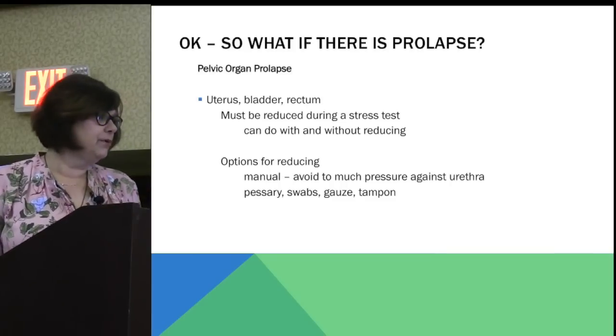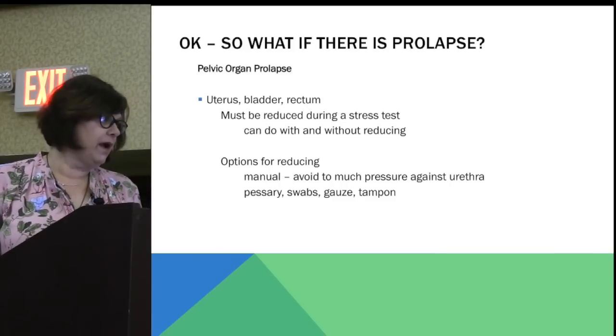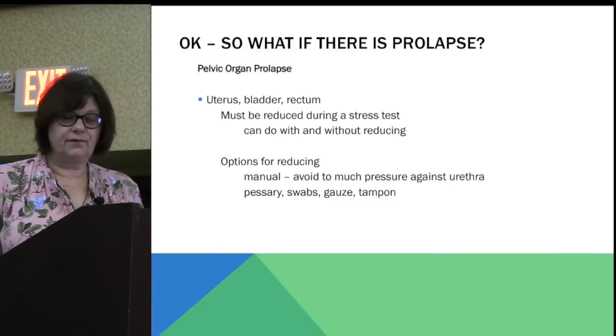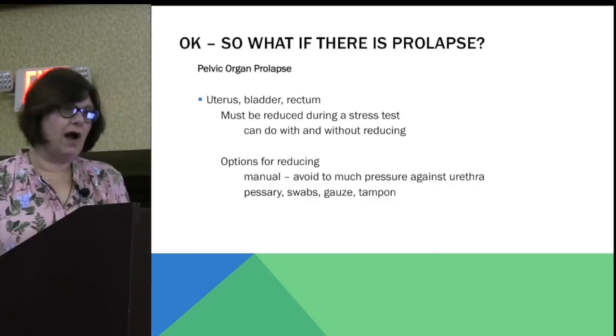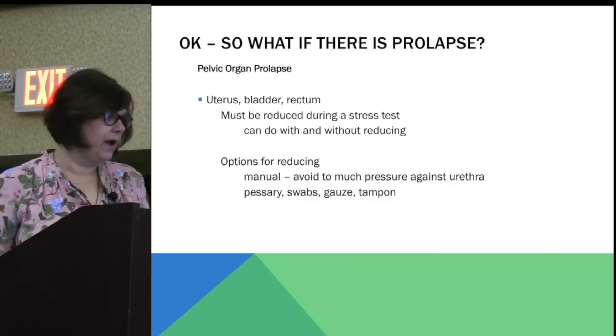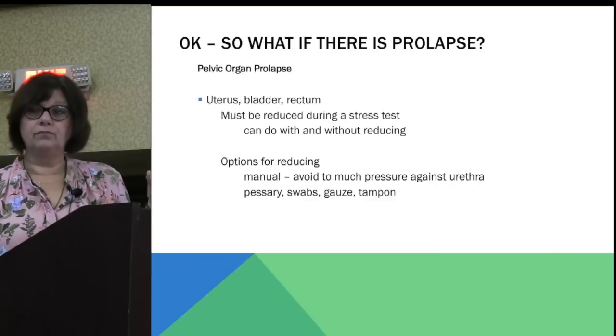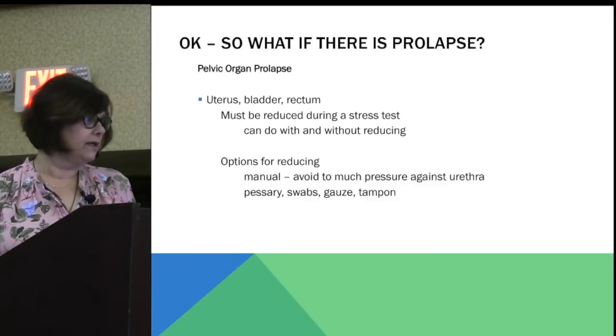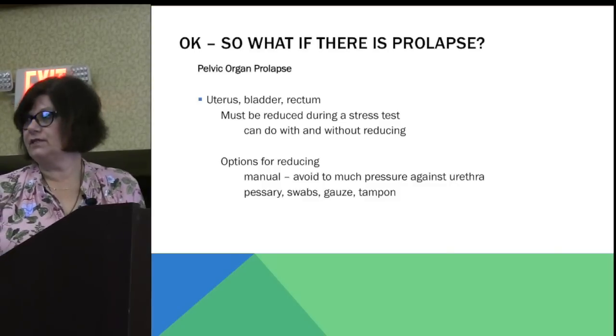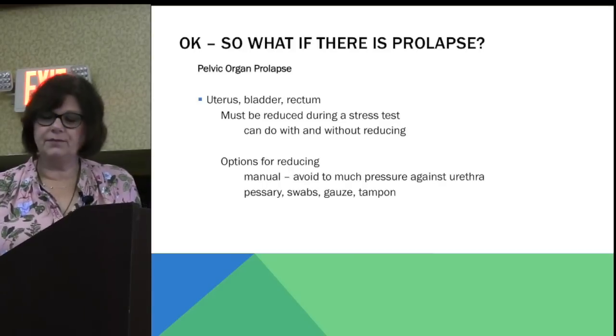There's other ways that you can push the prolapse out of the way. I've had different providers ask for different ways. You can use a pessary. I've had people use the big swabs to kind of push it up out of the way. You can take gauze and actually kind of stuff the bladder back inside. Some people will use a tampon. So different options.